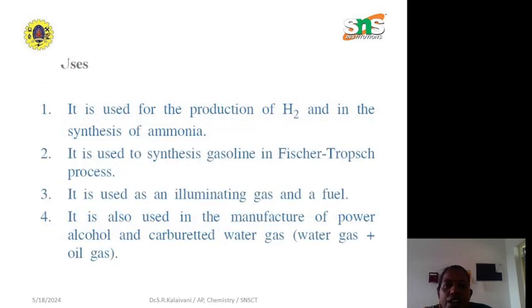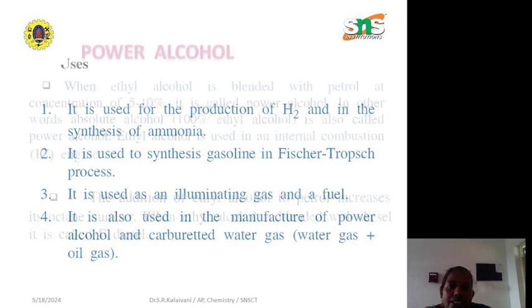Then uses of water gas. It is used for the production of hydrogen and in the synthesis of ammonia. It is used to synthesize gasoline in the Fischer-Tropsch process. This Fischer-Tropsch process is used for the manufacture of synthetic petrol by an indirect method. It is used as an illuminating gas and fuel. Last one, it is also used in the manufacture of power alcohol and carbureted water gas.